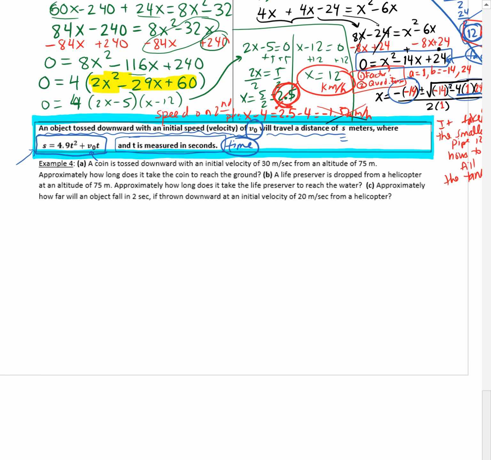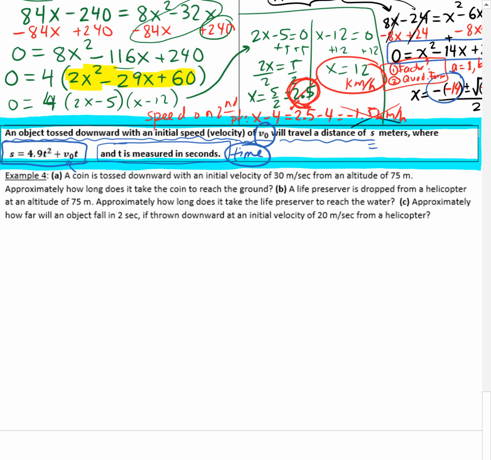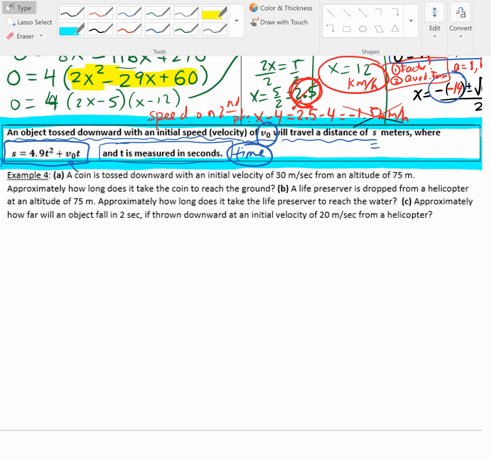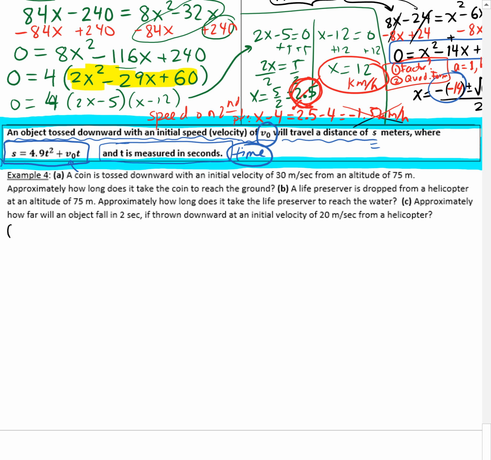So a lot of these problems, if you ever see this formula or problems like this, all you have to do is really fill things into that formula and then you're good to go. Let's see, there's 3 parts to this. I think they're talking about 3 different situations. So it's just getting us to practice these types. Let's look at part A first. So it's saying a coin is tossed downward with an initial velocity, okay, that's the v sub 0 or v naught, of 30 meters per second from an altitude of 75 meters.